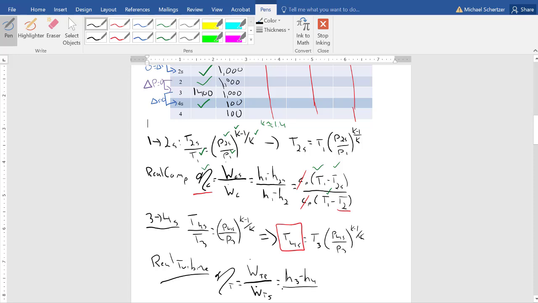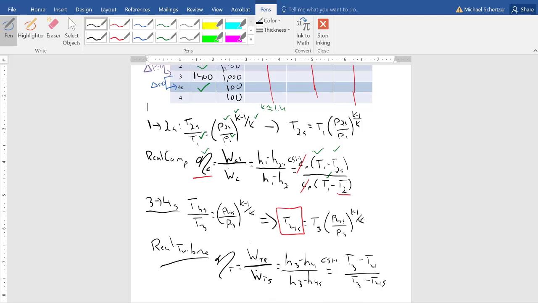So this is going to be H3 minus H4 divided by H3 minus H4s, which, if this is constant specific heat, which I guess I could write here over the equal sign, is going to be T3 minus T4 divided by T3 minus T4s, right? And just like in the last part of the problem, at this point, I know T3 and I know T4s. I could construct this problem on an exam to get you to tell me the turbine efficiency or to get you to find me T4.